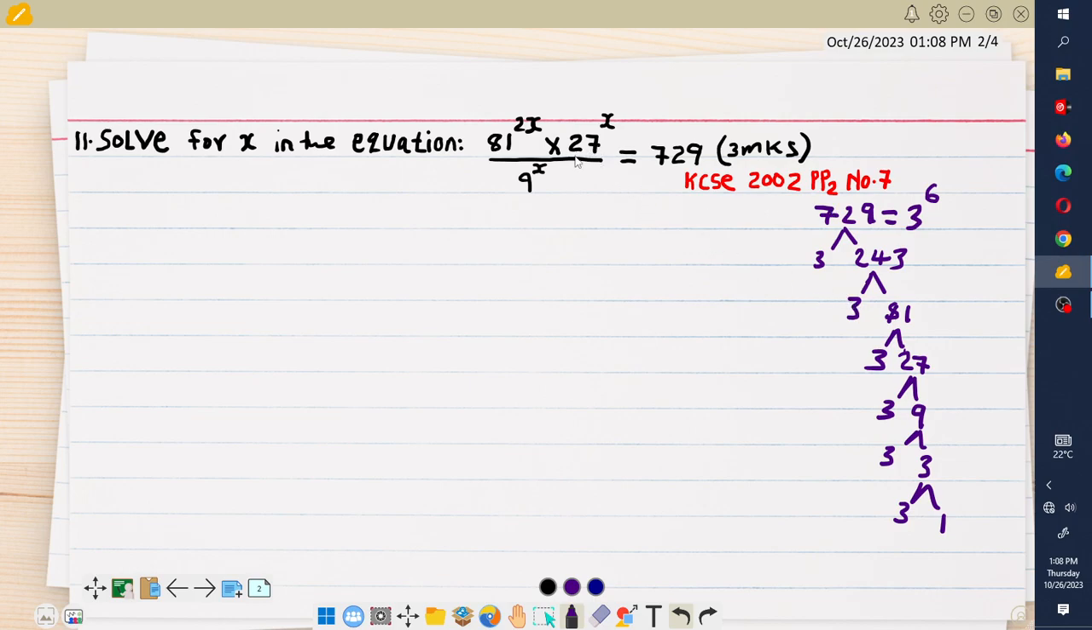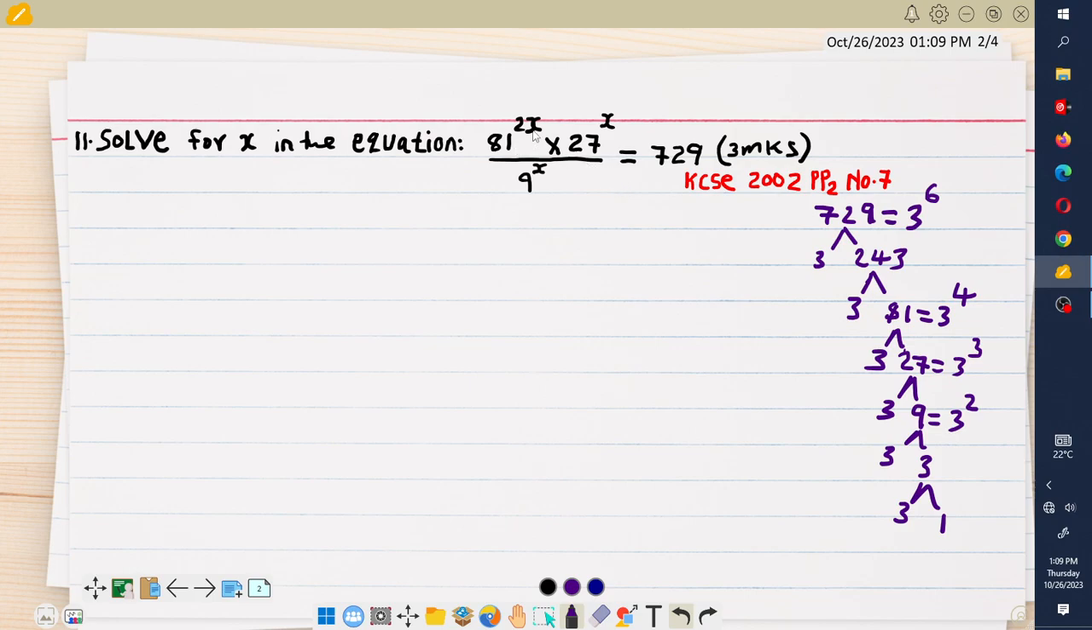Then we also have 81. So 81 can be written as 3 to the power of 4. We also have 27, which is 3 to the power of 3. Then we have 9, which is the same as 3 to the power of 2.